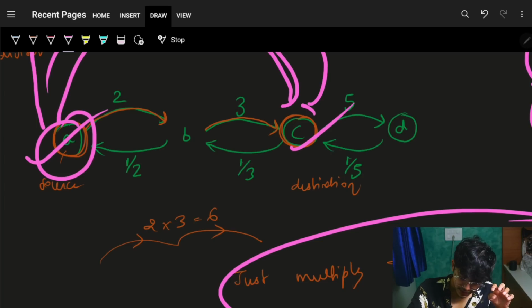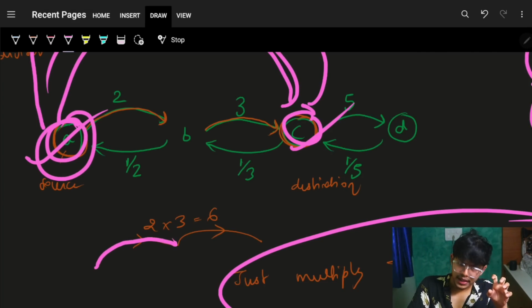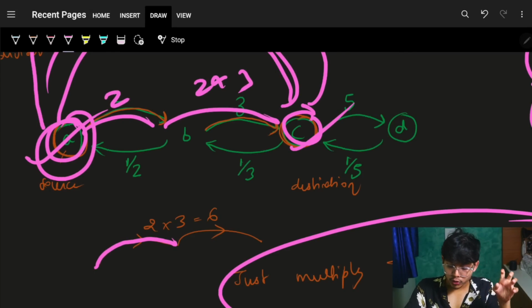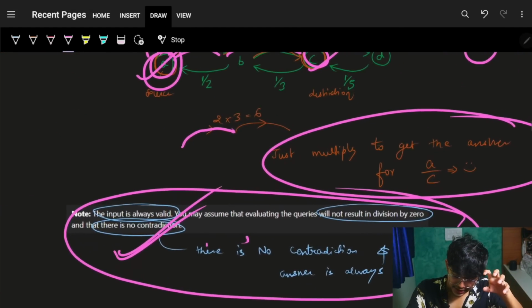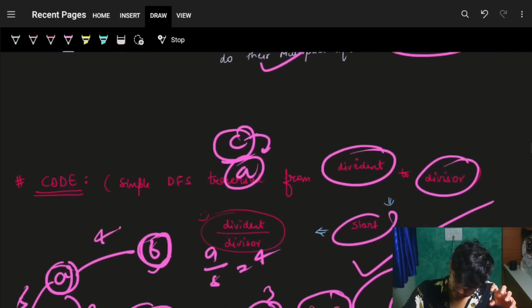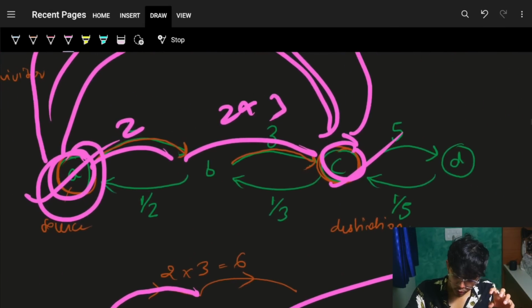As I am going further and further, you will see I keep on updating the answer. As you saw here, I have to go from A to C. But meanwhile, I go from A to B, I have 2. Now, B to C, I have 2 into 3, and so on and so forth. I will just keep on multiplying. That is how I will reach my particular value. But cool, you got that point, right?